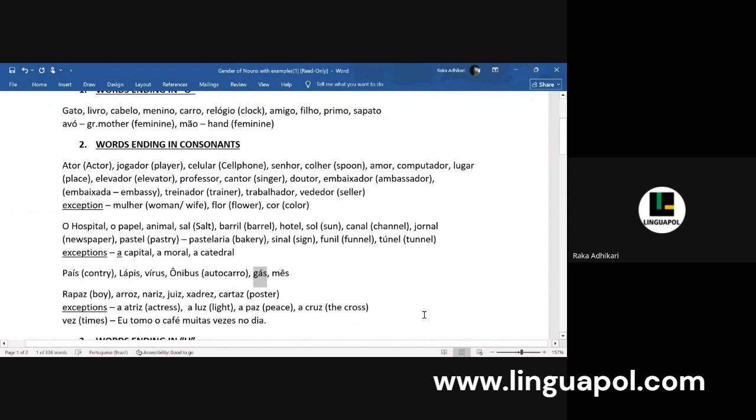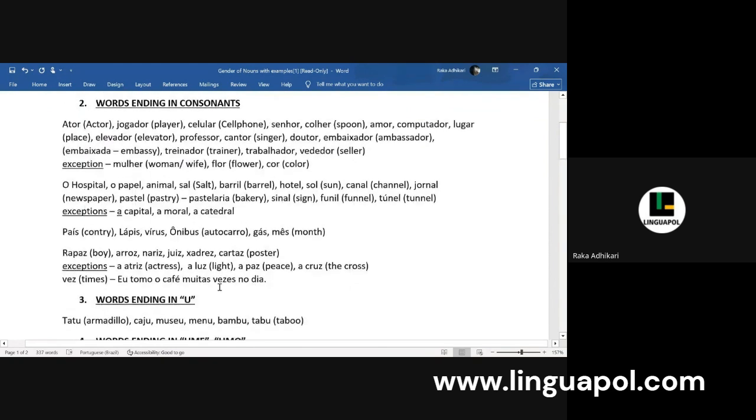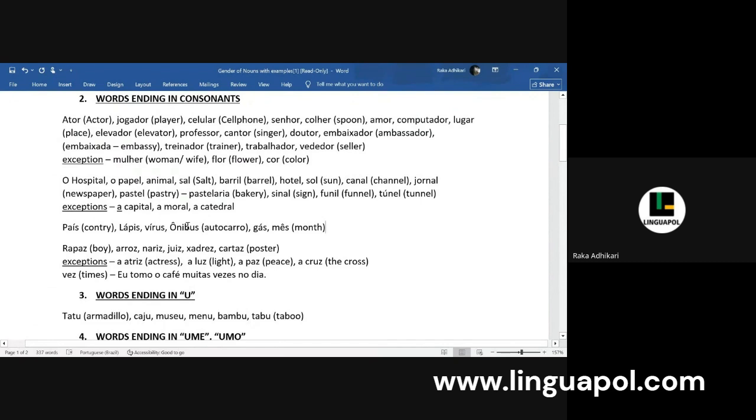Then we have gás. Gás means gas. Mês. What is the meaning of mês? It's month. Yes. So all these words, they're ending in S and they're all masculine words. We mostly don't have any exceptions of words ending in S but turning out to be feminine. So mostly there are no exceptions. If there are, they will be very rare words. In common words, we don't really have any exceptions. So words that end in S are always masculine.